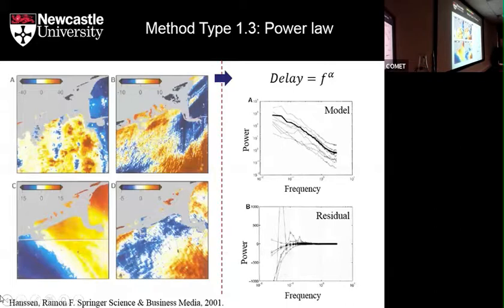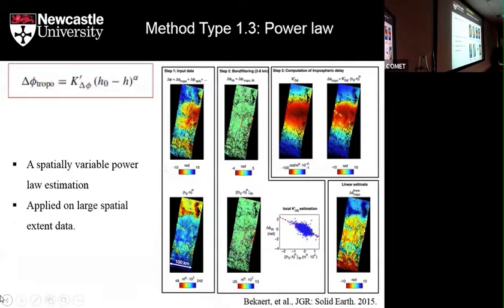Another power law analysis measure is to relate the phase measurement to the elevation. So you don't have to transform the phase measurement from the spatial domain to the frequency domain. Just in the spatial domain, you can use this equation to estimate the tropospheric delays from your phase measurement. Also, if you have a very large interferogram, you can divide it into smaller interferograms and estimate each one by one. So it's a spatially variable power law estimation.